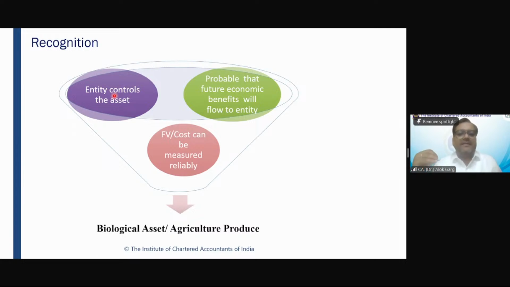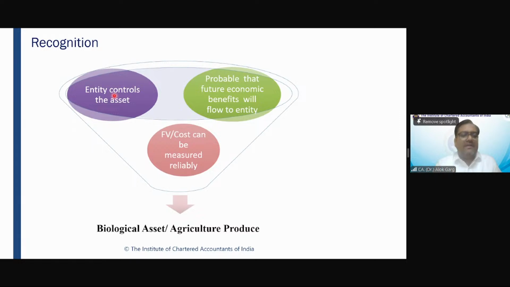So number one, if I talk about this dog, whether there is future economic benefit this entity is getting from the dog, the answer is yes. Security. Security is also a form of future economic benefit. Like you are also capitalizing your fire extinguisher, etc., as property, plant and equipment, right? So this dog is giving us security.